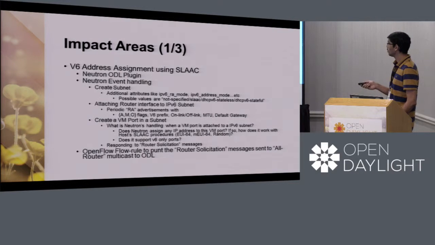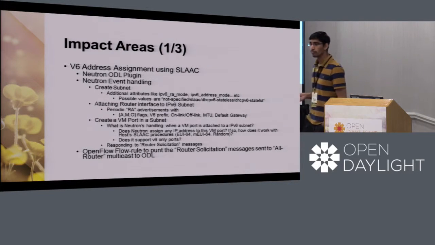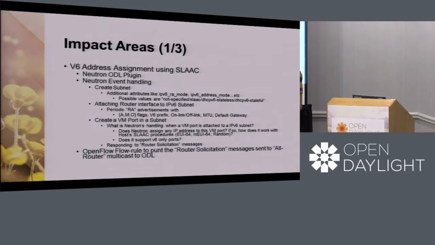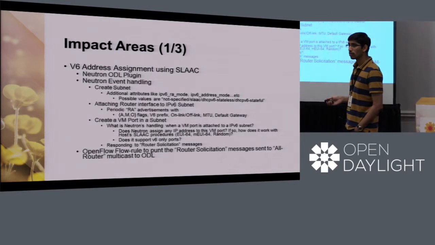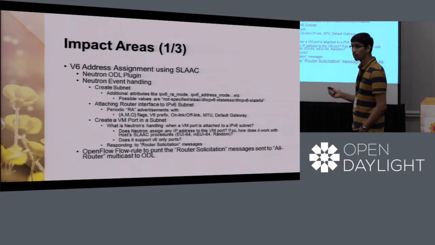Moving on, when a VM is created and attached to this IPv6 subnet, here we need to do some exploration on how Neutron currently handles it when a VM port is attached to the IPv6 subnet. Are you seeing any issues? I don't know of any issues right now. Sorry, I missed that. So you create a VM port in a subnet. Uh-huh.